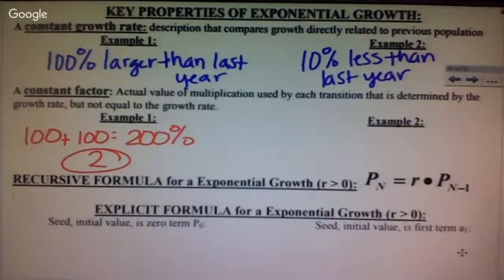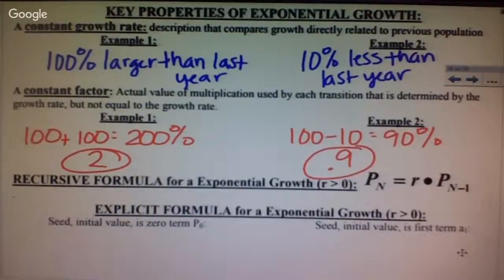Example 2. If I'm 10% less than last year, we're subtracting. So if I'm 10% less, I'm only at 90%, which means I would multiply by 0.9. It is very critical that you pay attention to that, because if you plug in 0.1, your entire answer is wrong. You've got to understand the difference between a growth rate and the constant factor.